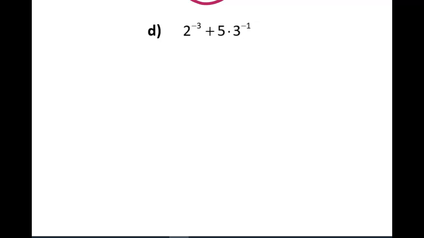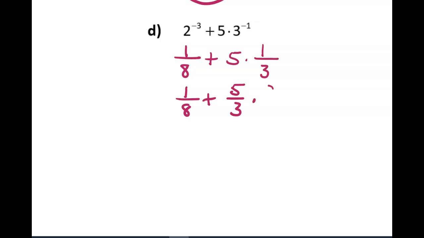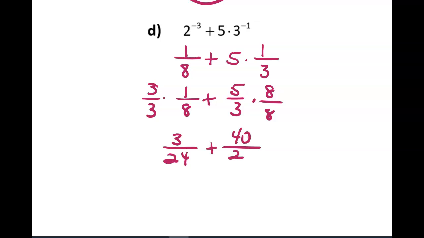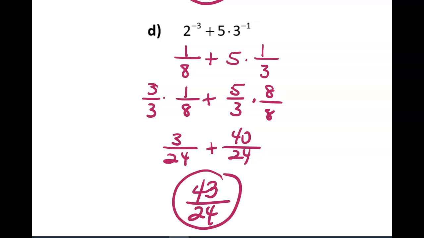Now let's try D. Exponents first. So 2 to the negative 3 is 1 over 2 cubed, which is 1 over 8. And 3 to the negative 1 is 1 over 3 to the 1, which is 1/3. So now we have 1/8 plus 5 over 1 times 1 over 3 is 5/3. We need a common denominator. So we'll multiply the first fraction by 3 over 3 and the second one by 8 over 8. So that gives us 3/24 plus 40/24 is 43/24. We can check to see if that reduces, but 43 is a prime number, so it's not going to.